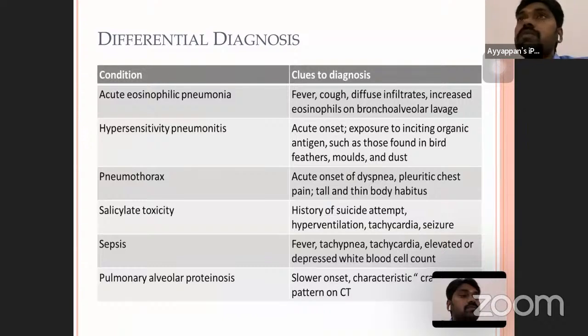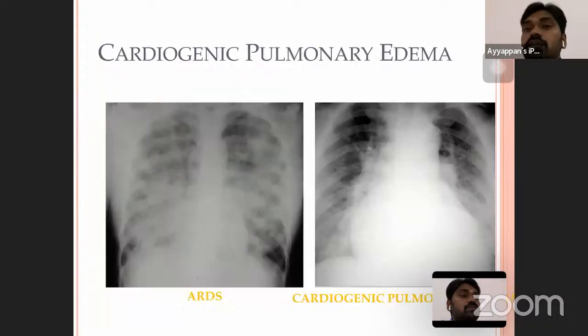And acute eosinophilic pneumonia, hypersensitivity pneumonitis, and pulmonary alveolar proteinosis, all these can have similar radiological features like ARDS, but performance of bronchoscopy followed by a BAL, or subjecting these patients to steroids will show tremendous improvement, and in that way it can be differentiated. And pneumothorax and sepsis is a clinical diagnosis which can be differentiated.